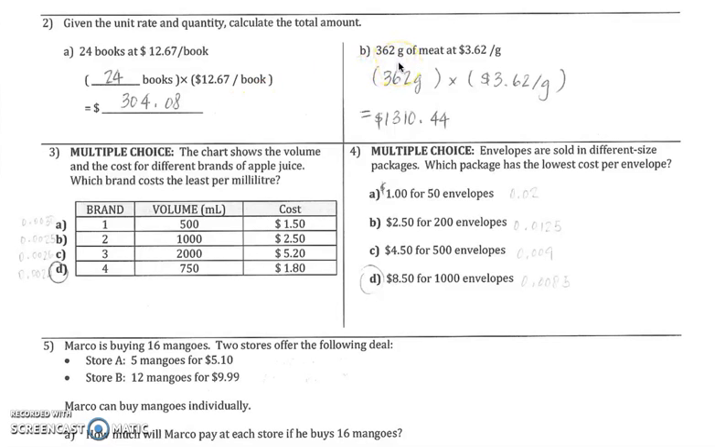B. 362 grams of meat at $3.62 per gram. So 1 gram of meat costs $3.62. So if I have 362 grams of meat, you multiply that by the unit rate, and the result is $1,310.44.